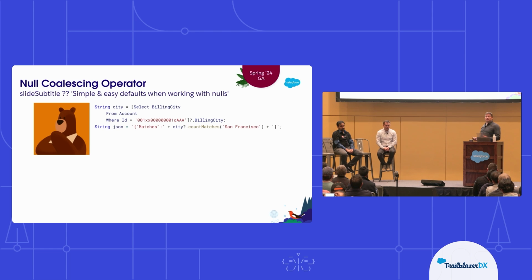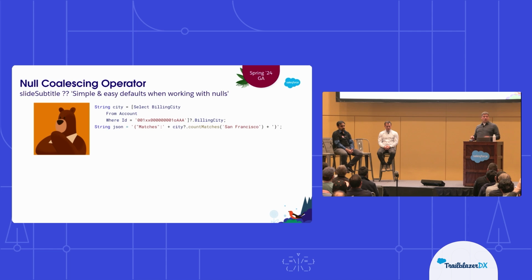This is an example in conjunction with the safe navigation operator. Here we're writing a SOQL query against an account to get the billing city. That account may or may not exist. It may or may not actually have a billing city defined. And we want to build up a JSON to say how many matches on San Francisco do we get in the city name? Is it in San Francisco or not? And we're going to output JSON.